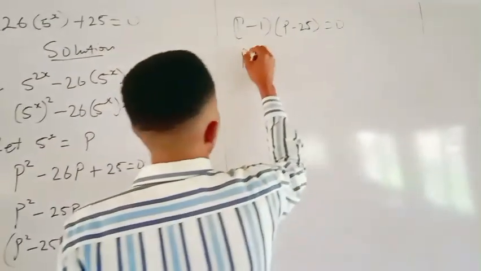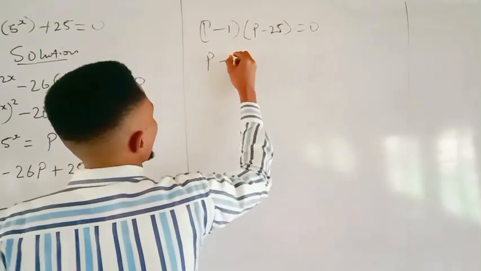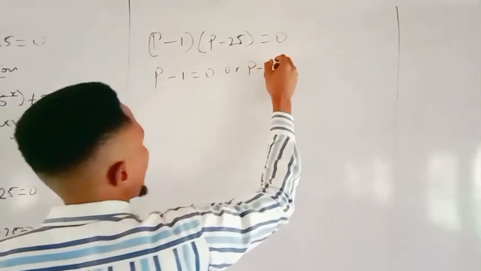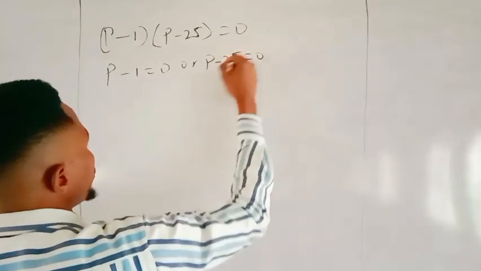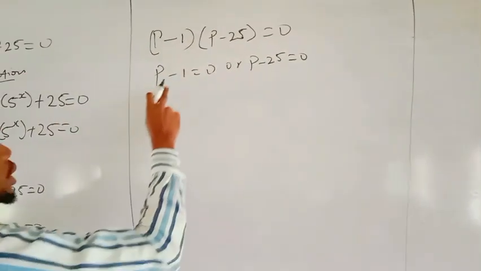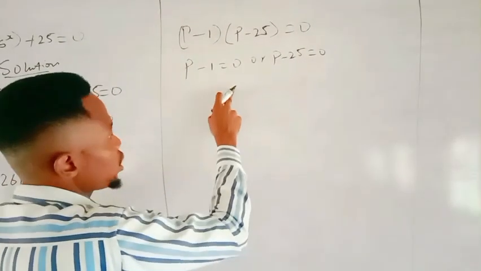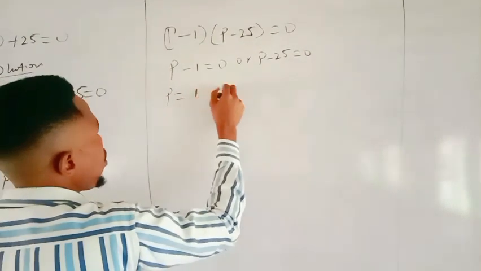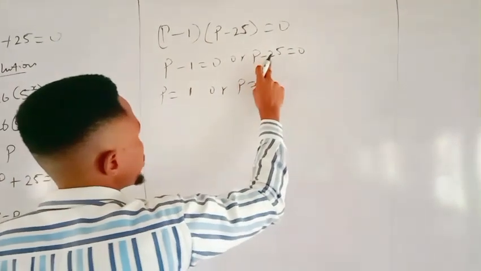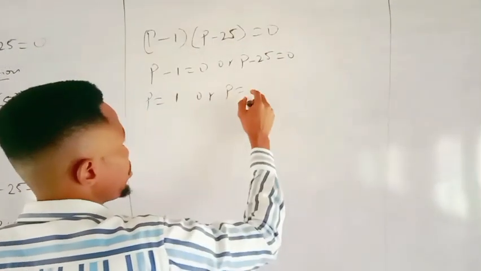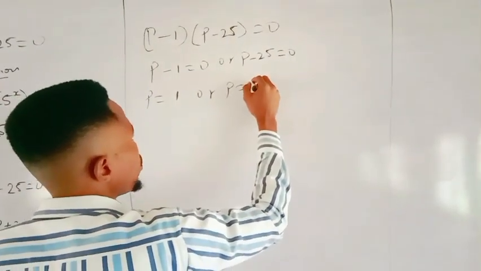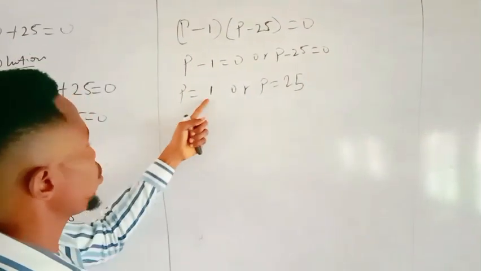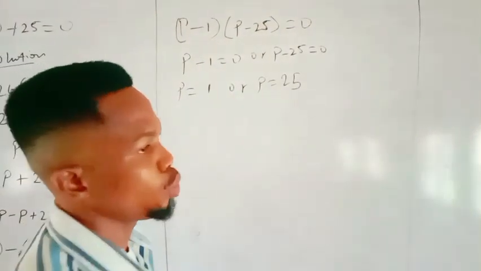And now we have p minus 1 equal to 0 or p minus 25 equal to 0. For us to get the value of p, this minus 1 has to cross the equality sign. So if we cross the equality sign, we have p equal to 1, or p equals to, when minus 25 crosses the equality sign, it changes to plus, so p equals 25. So p is equal to 1 or p equals 25.